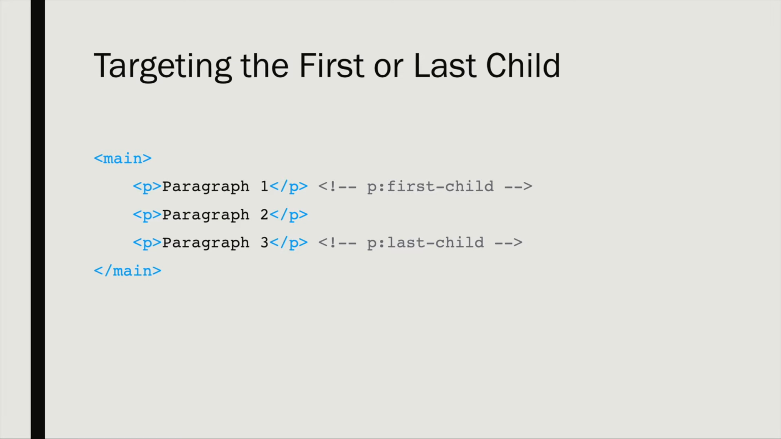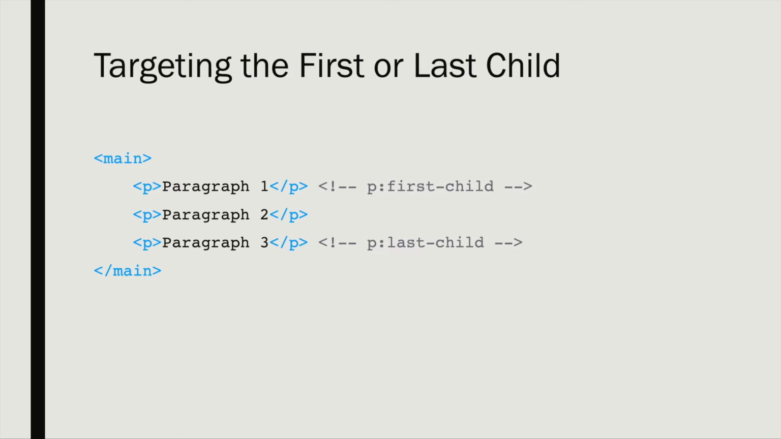Next, let's talk about some more advanced systems in targeting the first or last child inside of an element. Now, for those of you that aren't too familiar with coding concepts, a child is basically an element that is inside of another element. In this case, the main element is the parent, and the p tags are the children of main. Now, don't worry, that doesn't mean that main gave birth to it. It just talks about the fact that the p tags are inside the main parent.